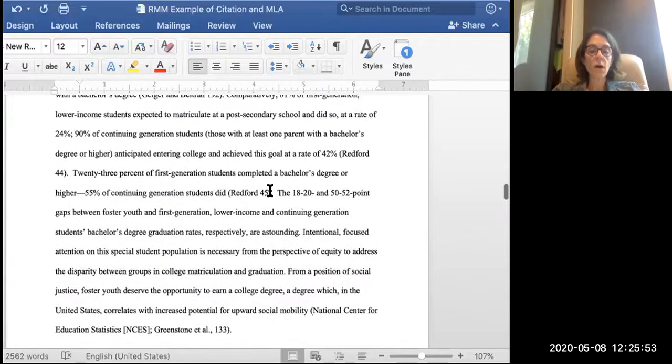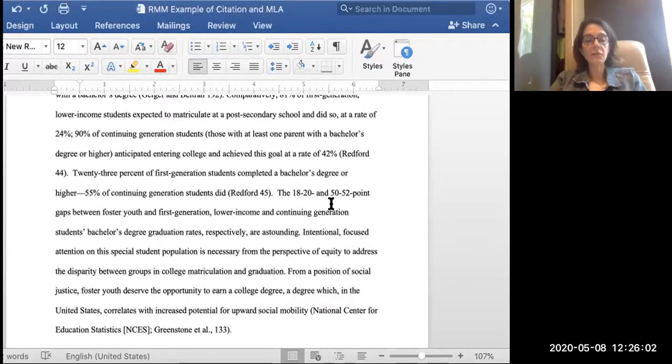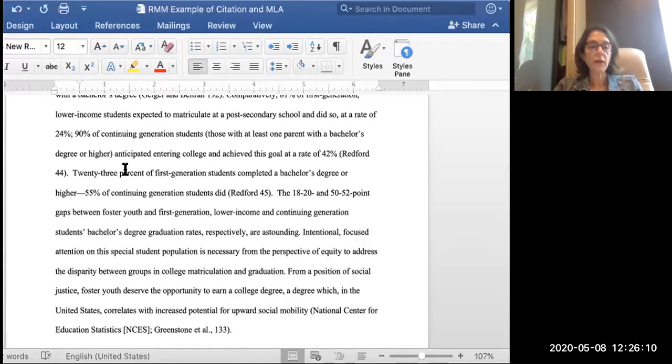And if you are continuing to quote from the same source, you still need to use signal phrases to indicate that that information is coming from the same source. So let's say we have here 23%, right? So Redford is 44 for this statistical data. If I'm adding more statistical data, my readers can't assume that this sentence and this information continues from Redford. So I have to put that information in the parenthetical citation. I also could say something like John Redford, lead author on the study of lower income student matriculation rates, also identifies that 23%, right? And then I would just have to have the 45.